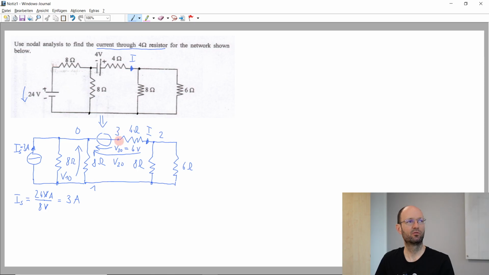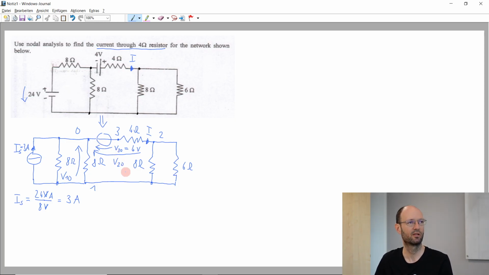So it's quite convenient to use this as a reference node and maybe to use this one as the last node, because then we would end up with some equation system of 3 equations and 3 unknowns, but 1 unknown is actually already known because it's the source voltage.